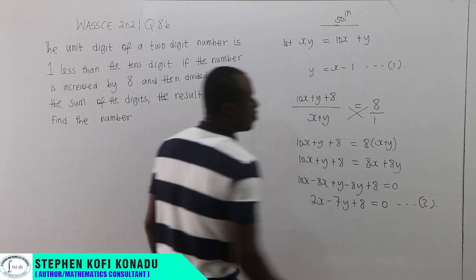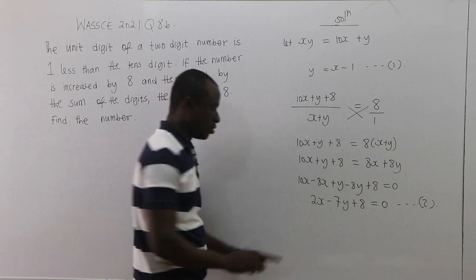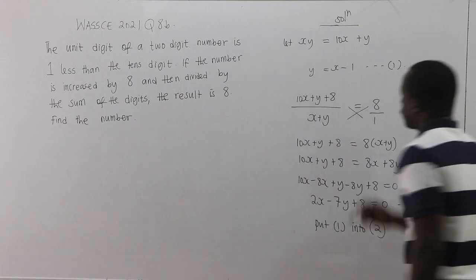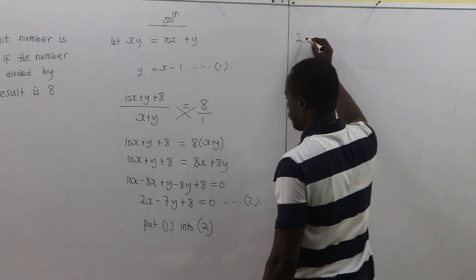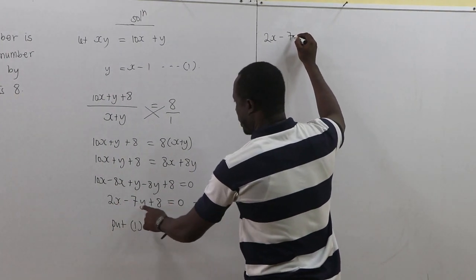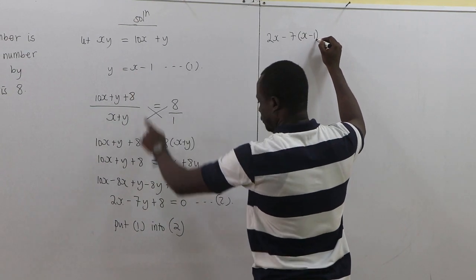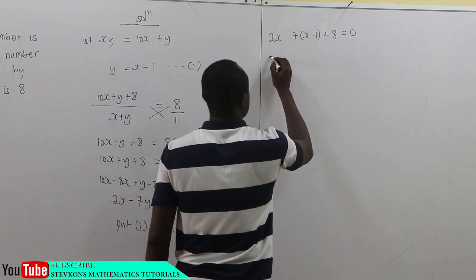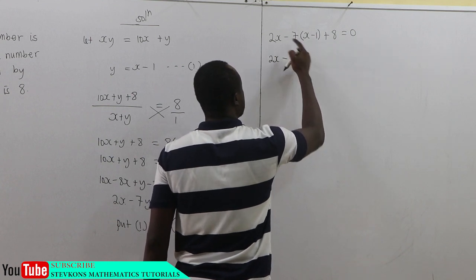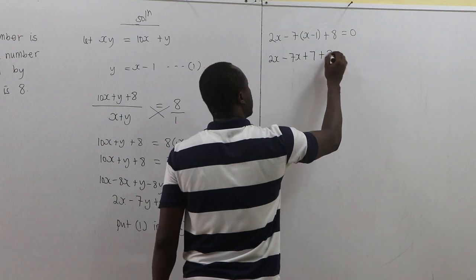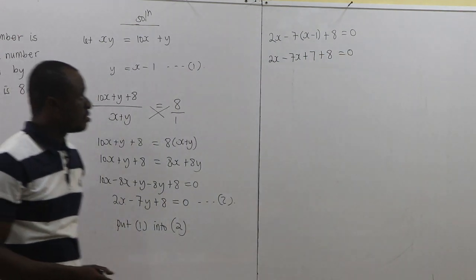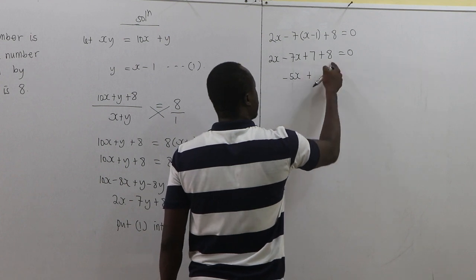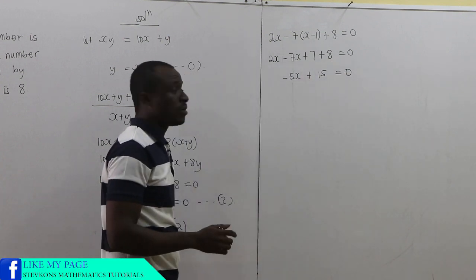Let's say this is equation 2. Now we have equation 1 and equation 2. So you can put equation 1 into equation 2. Now what is y? y is x minus 1. So you have 2x minus 7 times x minus 1, plus 8, and this is equal to 0. Now let's expand it. So you have 2x minus 7x, plus 7, plus 8, equal to 0. Now 2x minus 7x gives us negative 5x. Now 7 plus 8 is 15, and this is equal to 0.